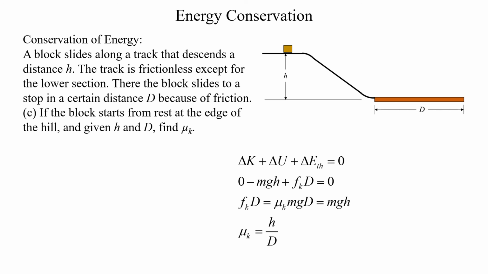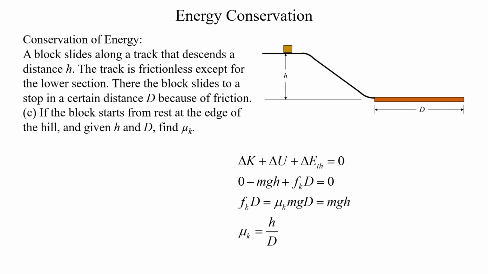So delta K, of course, is 0. The potential energy is going to decrease by mgh. So delta U is minus mgh. Delta E thermal is the positive value of the work done by friction, which is just the frictional force times the distance it takes to stop. And so those sum to 0.